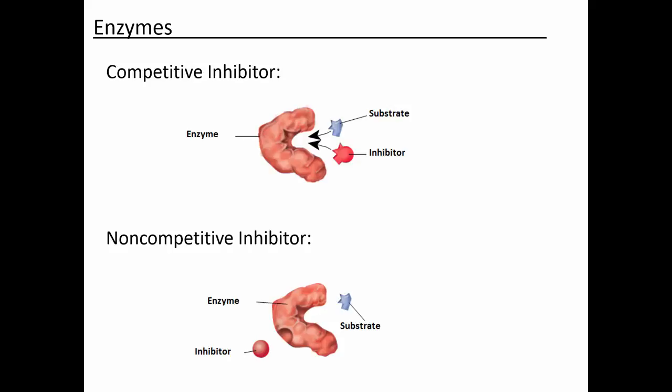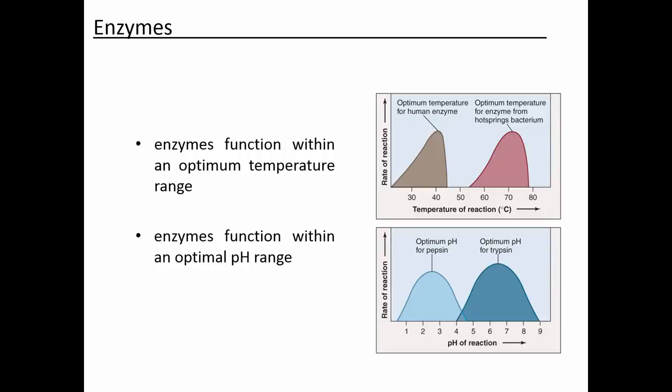The next thing that we're going to talk about are two environmental factors that you already know from lab affect enzyme function, and that's going to be temperature and pH. Every enzyme has an optimum temperature range, and every enzyme also has an optimal pH range. What I told you in lab was that the optimum temperature range and optimal pH range for an enzyme is going to be the temperature and pH range that it's normally found at.